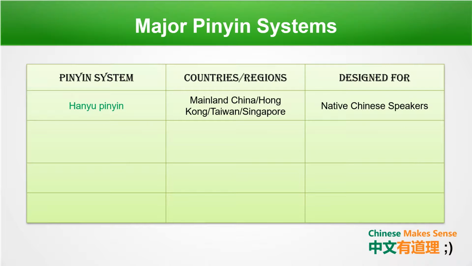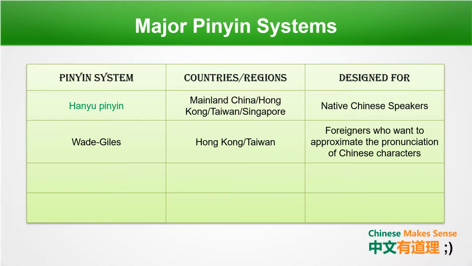Here is a table for major Pinyin systems. The first one is Hanyu Pinyin. It is used in mainland China, Hong Kong, Taiwan, and Singapore. It is designed for native Chinese speakers. The second one is Wade-Giles. It is generally used in Hong Kong and Taiwan. It is designed for foreigners who want to approximate the pronunciation of Chinese characters.